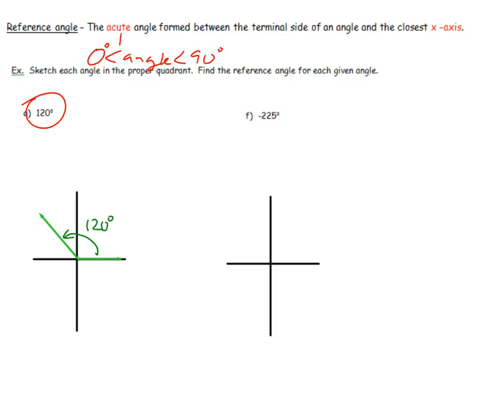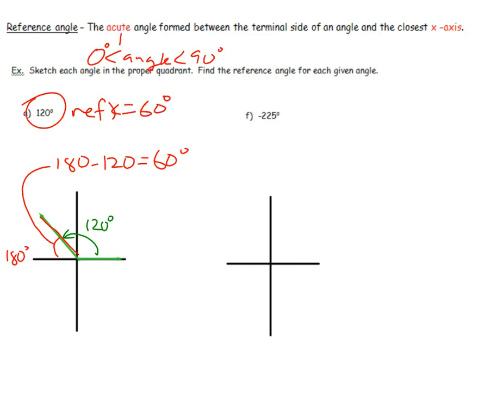Well, according to my definition of a reference angle, the reference angle is just the acute angle, or the tiny angle, that's formed between the end or the terminal side of this angle and the closest x-axis. Isn't that angle closest to 180 degrees? So this is my reference angle. Well, what is the difference between 180 and 120? It's 60 degrees. So what's the reference angle for 120 degrees? It's just 60 degrees, okay?